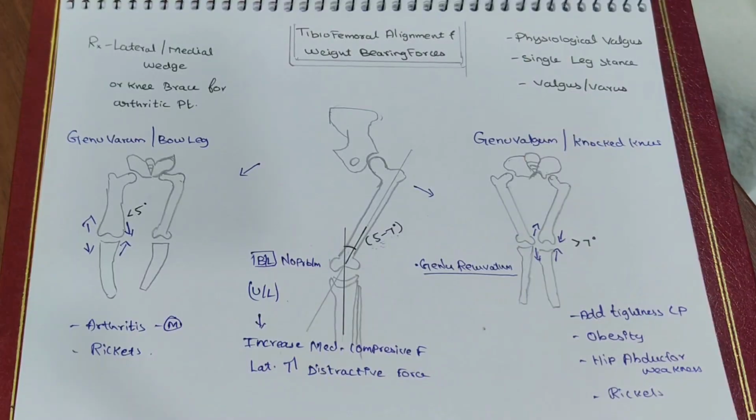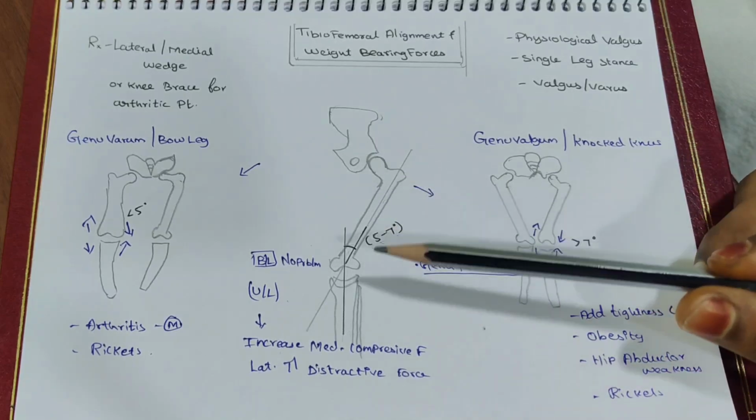Today we'll see the tibiofemoral alignment and weight bearing forces. In that we will cover the physiological valgus and single leg stance and valgus and varus. In a normal human being, we all know that, right? Femur, tibia.